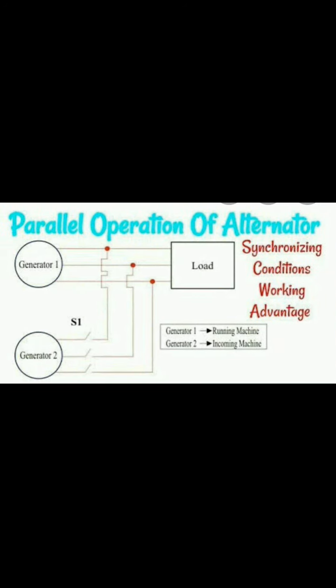Today we are dealing with the topic that is parallel operation of alternator. Sometimes it is called synchronization of alternator. For the operation of synchronization of alternator, we will require two alternators, that is generator 1 and generator 2, for supplying a common load. One is a running machine and another is a synchronous machine.